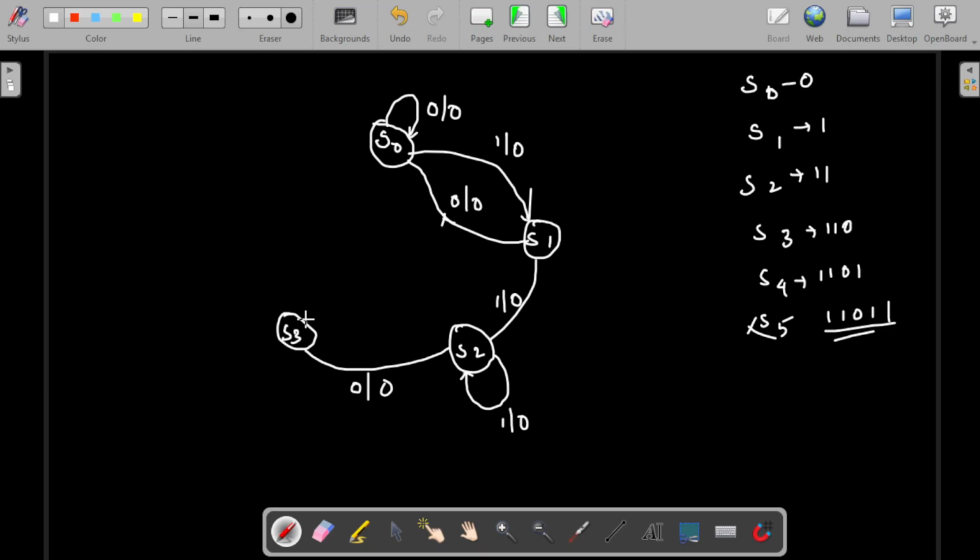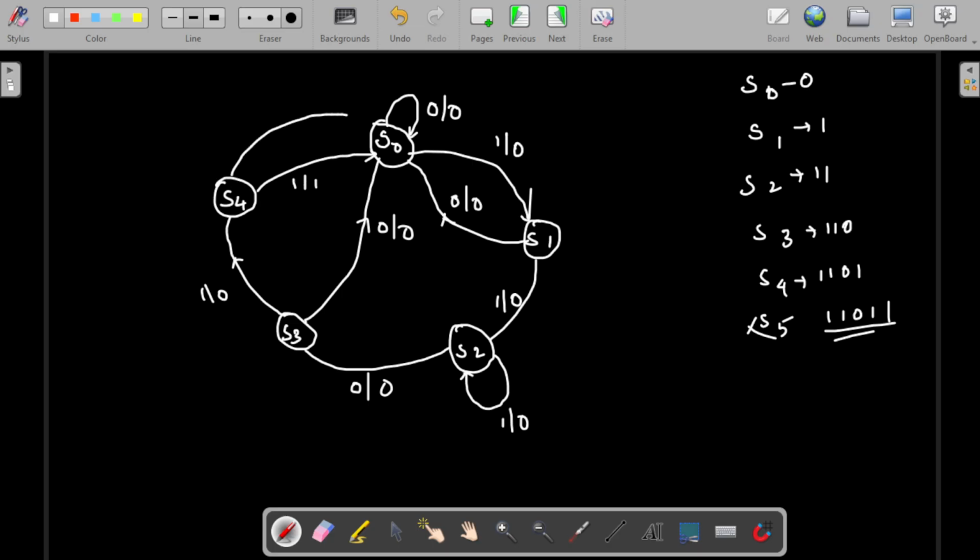When it is in S3, if the input is 0, then the sequence will be broken and it will go to S0. The next state is S4, so it will go to S4 if the input is 1. Input is 1, output is 0. It will go to S5 when the input is 1 and 1, so the sequence will be completed. From S4 also it will go to S0 when the input is 0 and the sequence will be broken. So this is how the state transition diagram looks for this one.